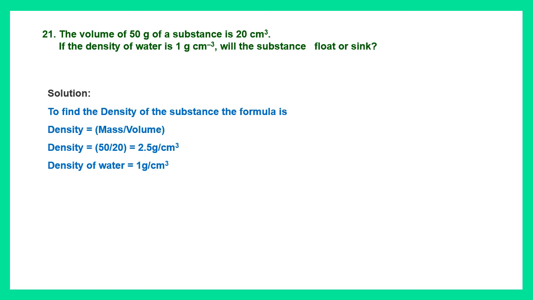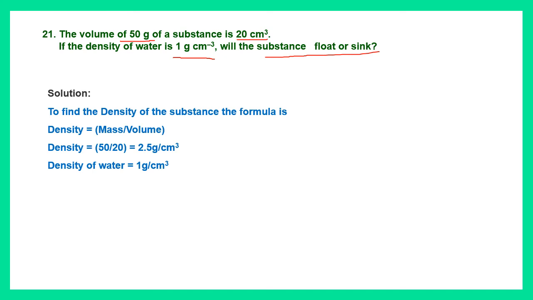Question number 21. What does it say? It says that the volume of 50 gram of substance is 20 centimeter cube. If the density of water is 1 gram per centimeter cube, will the substance float or sink? Okay, you have to answer whether the substance will float or sink. So to find out this, you are supposed to know what is the density of the fluid and what is the density of the substance. Okay, so density of the water is given, but density of the substance is not given. That we will find out. How to find out? Okay, here is the solution.